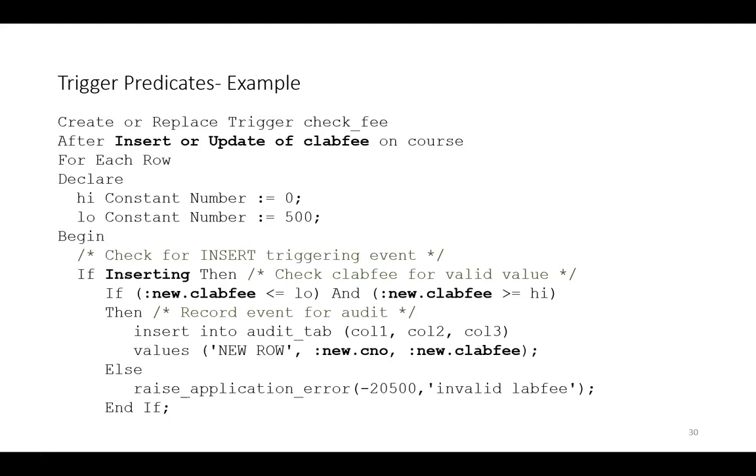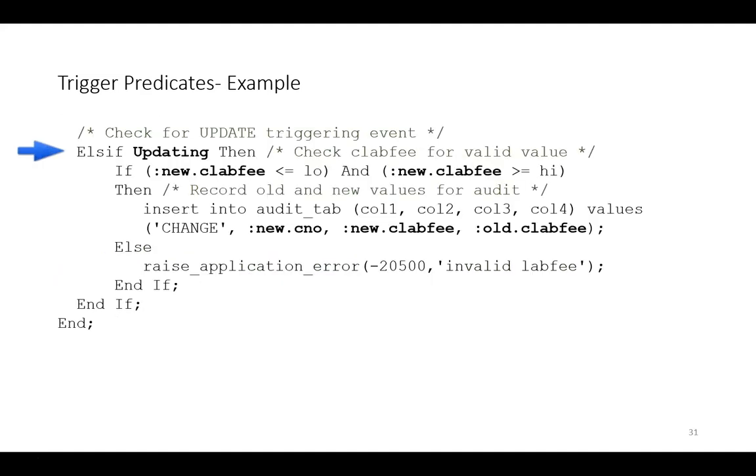This will fire in response to an insert or an update of the lab fee column. We check to see if inserting was the cause. Was it an insert statement? If so, we take appropriate action. If it was not inserting, we check to see if it was updating. If it was updating, we take this course of action.